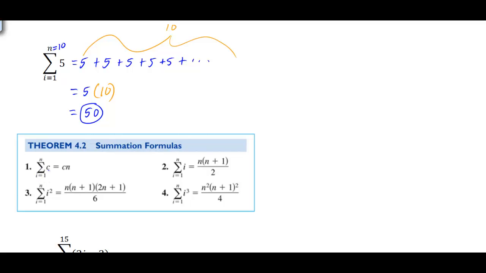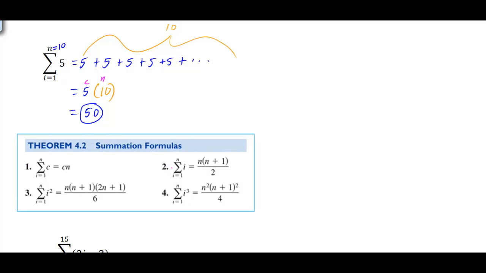And below here you will see our summation formulas, and the first one says if you have i equals 1 to n, where c is a constant, then this summation is simply going to be equal to c times n. Our constant up above, our c value, happened to be the 5, and the upper limit n happened to be the 10. So we'd simply multiply 5 times 10. That's what this first summation formula is telling us.